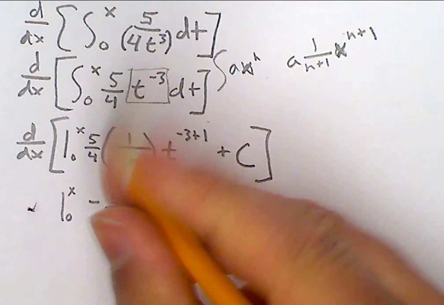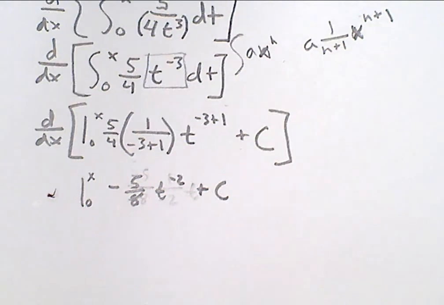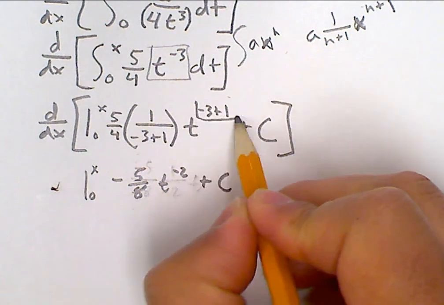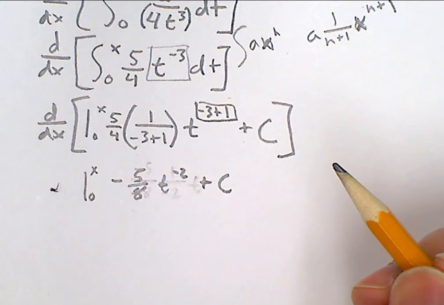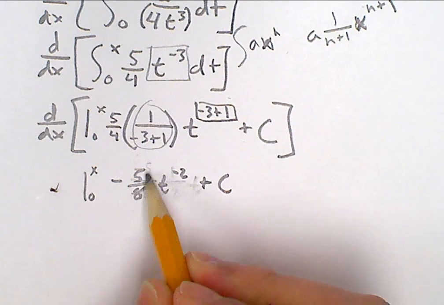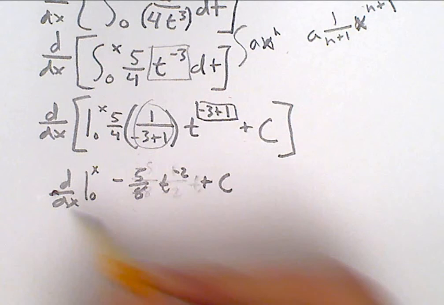Hey coach, when you're doing the reverse power, could you go on ahead and put it with the 5 over 4? Yes. You could skip this step. I'm just showing extra in case somebody might have forgotten. Yeah. Okay. But you got to include this, okay? Which is not really 5 over 4, becomes negative 5 over 8, okay? Good question.